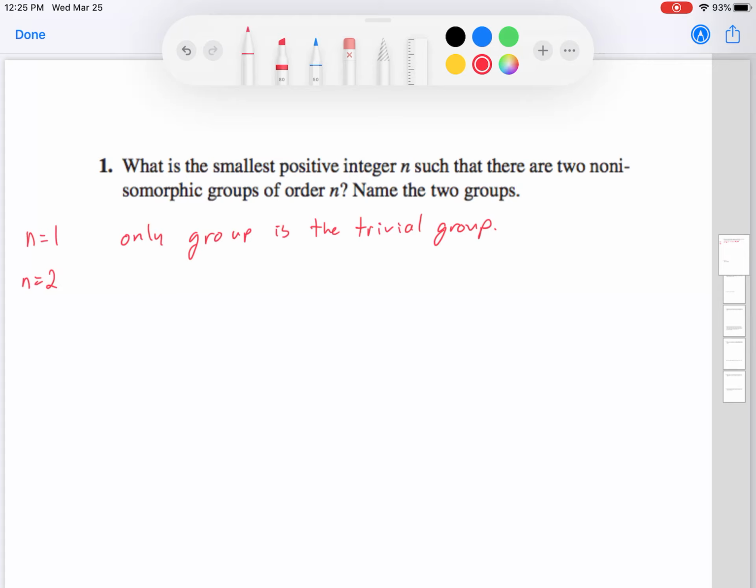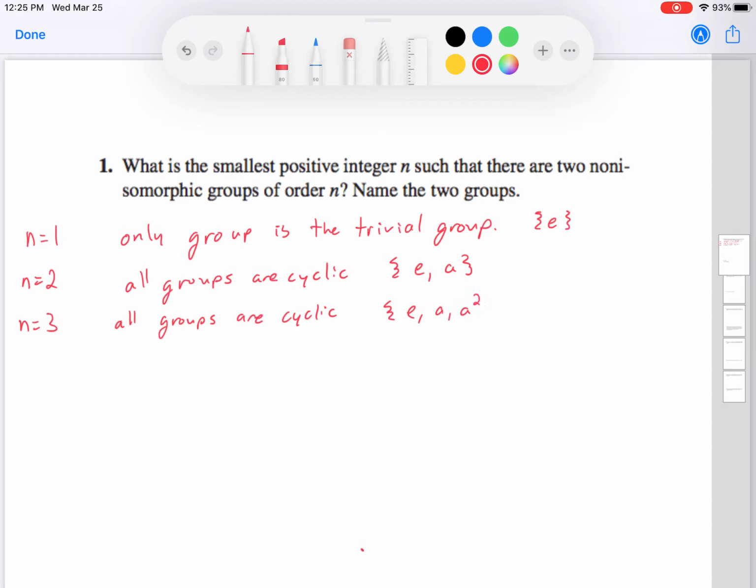If n equals 2, our groups are going to be cyclic because n is prime. When n is prime, we know that our group is cyclic. So all groups are cyclic. We could call them E and A, where E is the identity. Our trivial group, by the way, we could say is just E. Well, n equals 3. N equals 3 again, that's prime. So all groups are going to be cyclic. So we'd have E, A, and A squared.